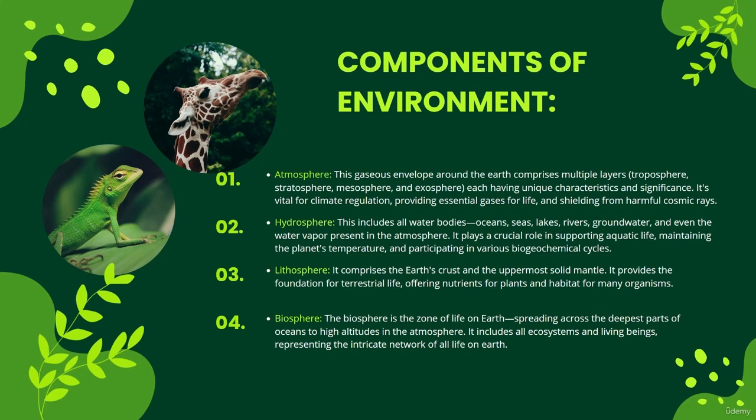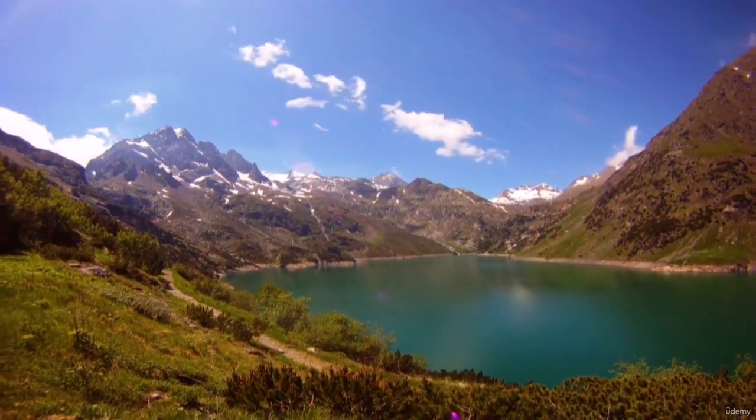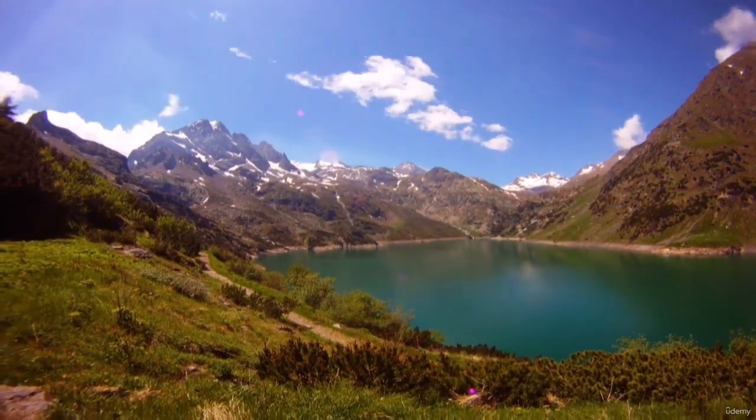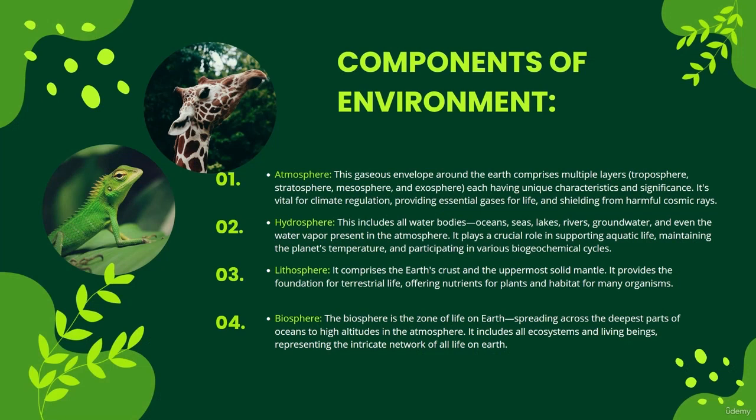So anything that is living, it could be below the ocean or up in the atmosphere. Everything, including all the animals, plants, insects, birds, the algae, everything is part of biosphere. So biosphere is the zone of life on Earth. So I hope this concept is absolutely clear.